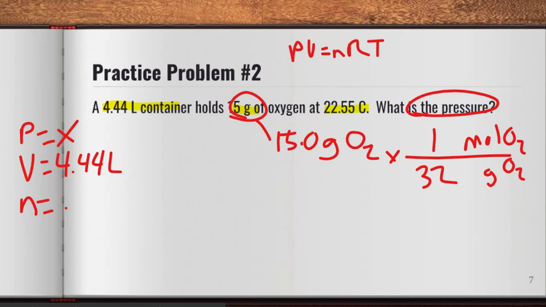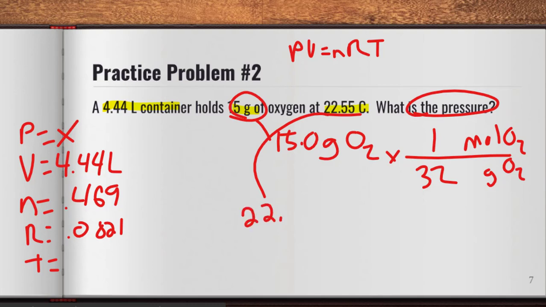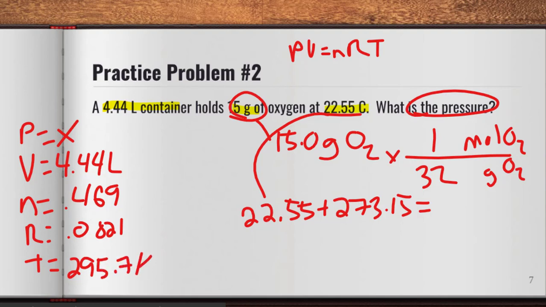So we're going to have 0.469 moles. Our R value, 0.0821. And our temperature is given in Celsius. You know we can't use Celsius, so we're going to need to convert that to Kelvin. And to do that, we take Celsius, and again, we add 273.15. So then we'll get our answer in Kelvin. So our temperature is 295.7 Kelvin. So now all we need to do is plug those variables into PV equals nRT and solve.